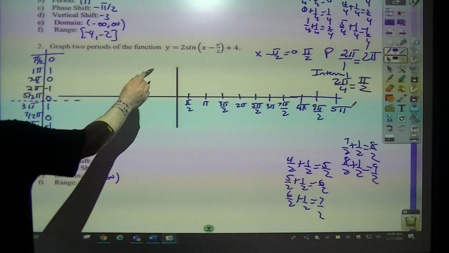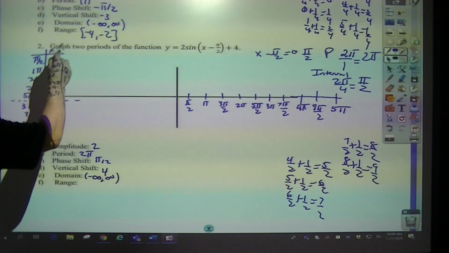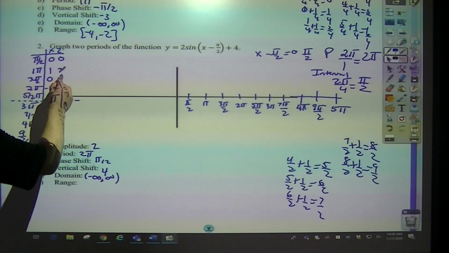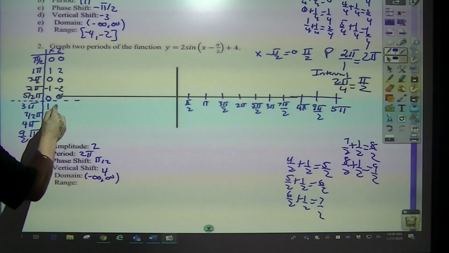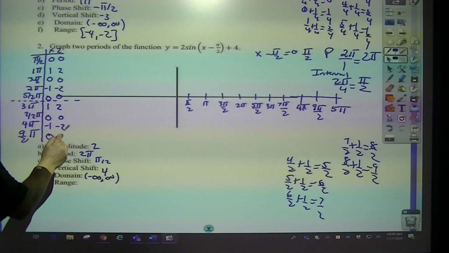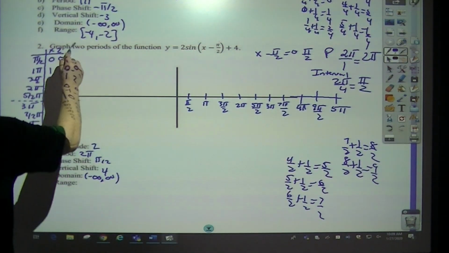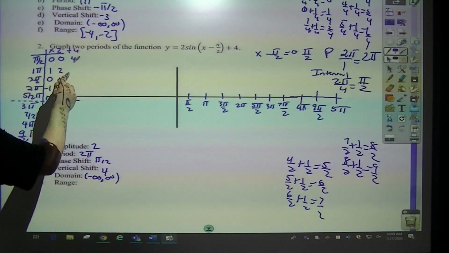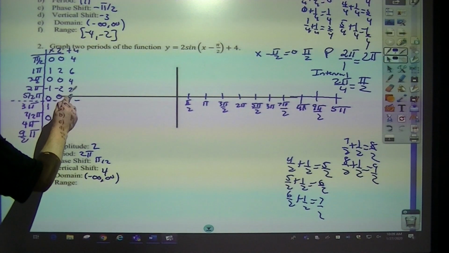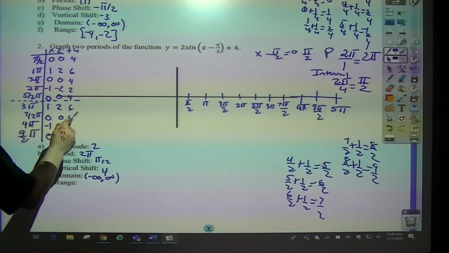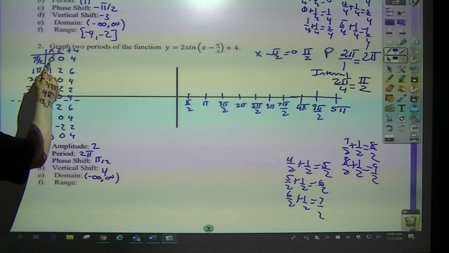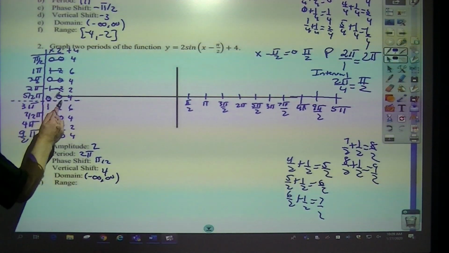Now, what's going to happen to my values here? I'm going to multiply by 2 first, and then I'm going to add 4. So it's now going to be 4, 6, 4, 2, 4, 6, 4, 2, 4. Okay, so I don't need these anymore.